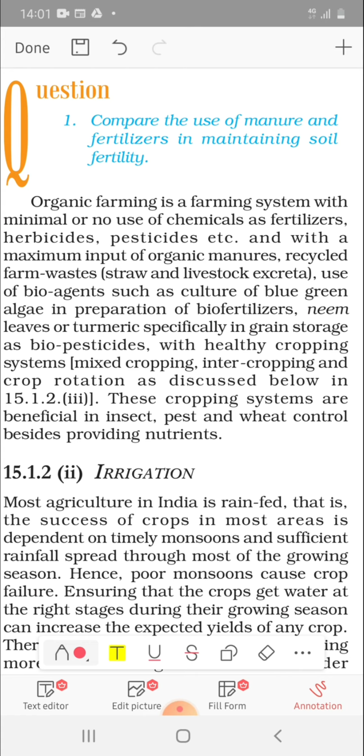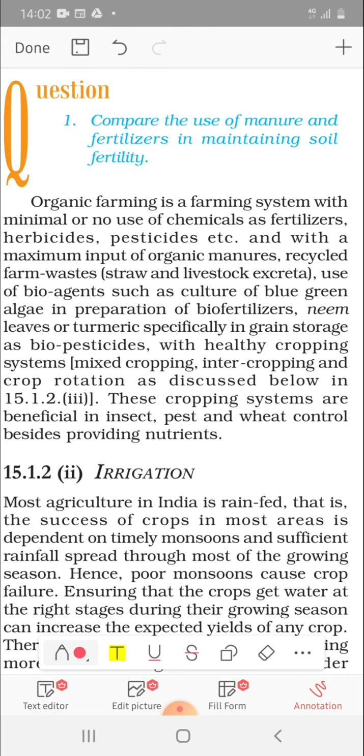So, no use of chemicals, rather these are organic substances obtained from plants, which can be used with a healthy cropping system. Cropping patterns are also there, like mixed cropping, intercropping and crop rotation. These are adopted and these cropping systems are beneficial in insect, pest and weed control besides providing nutrients. So, organic farming, that is no use or very less use of chemicals in farming, is called organic farming.